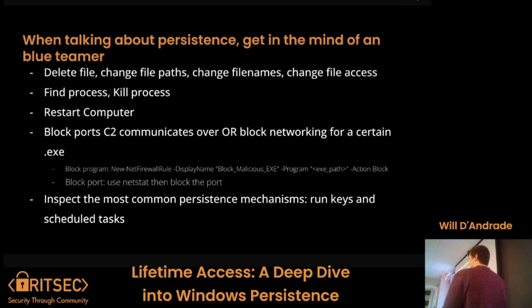Or maybe you're saying, I netstatted and this thing seems to be a C2 and it's communicating over these ports. I'm going to block those ports. Or you can even block networking from a certain exe file. So basically, you see this path. Don't allow any networking with that. Or you can inspect some of the most common persistence mechanisms. You're like, oh, this thing keeps turning on when I restart my computer. Let me check the run keys and the scheduled tasks.